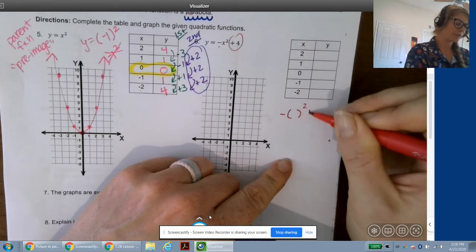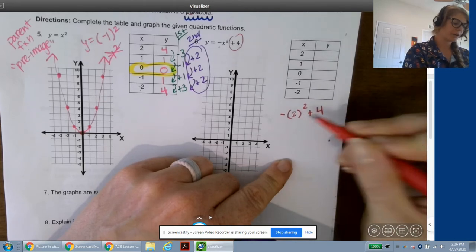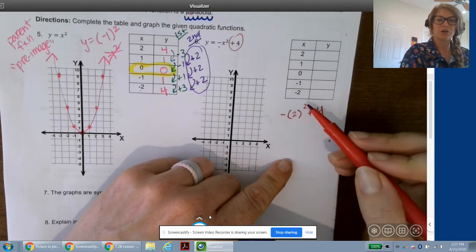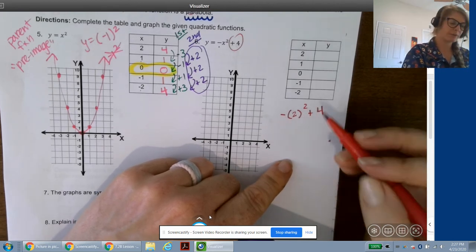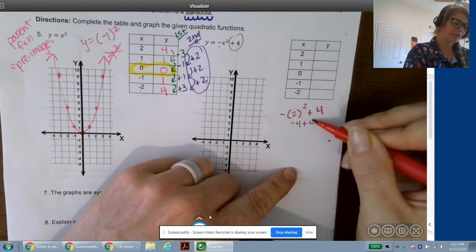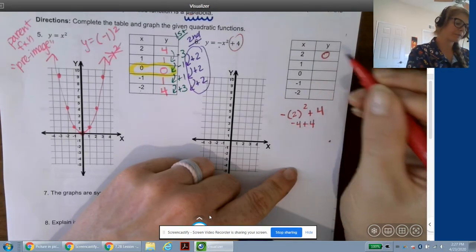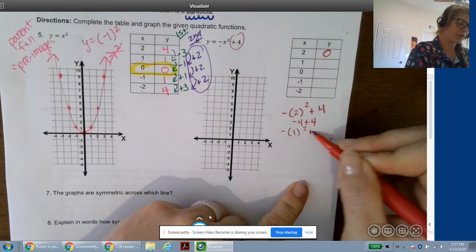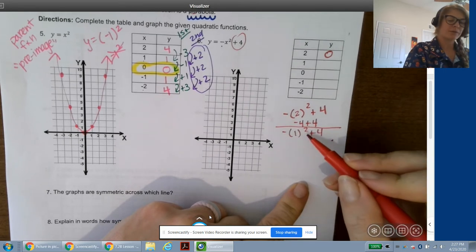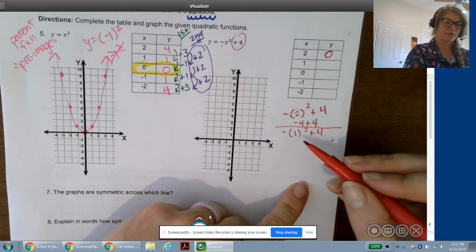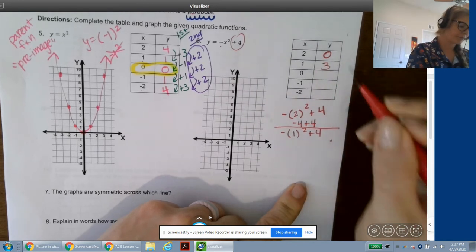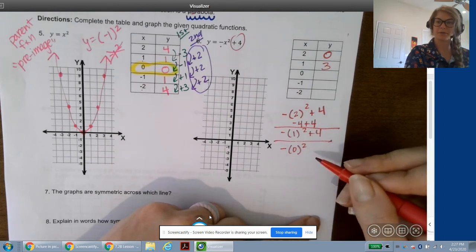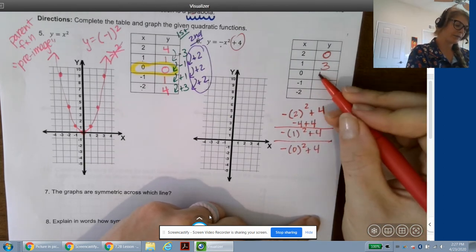Negative x being squared plus 4. So first I'm inputting 2. Again, I have to do my exponent first before I multiply, order of operations. 2 squared is 4 times negative, so we'd have -4 plus 4, which is going to get me 0 here. Okay, and then I'm going to take a look at 1. So -1 squared, all plus 4. 1 squared is 1. -1 plus 4 gets me 3. Okay, I'm going to input 0. 0 squared is 0. The opposite of 0 is still 0. All plus 4 is 4.